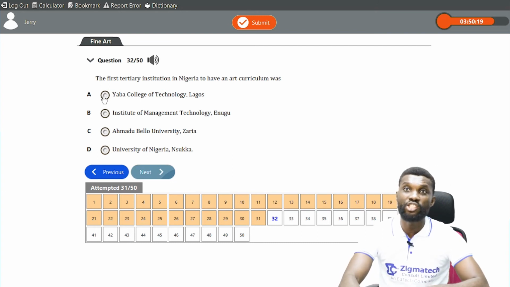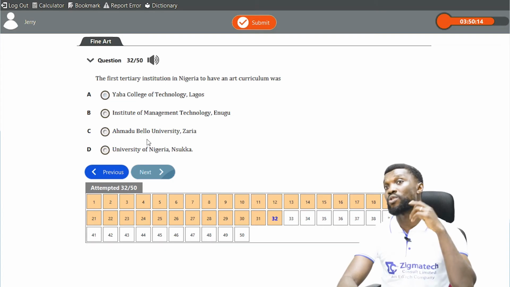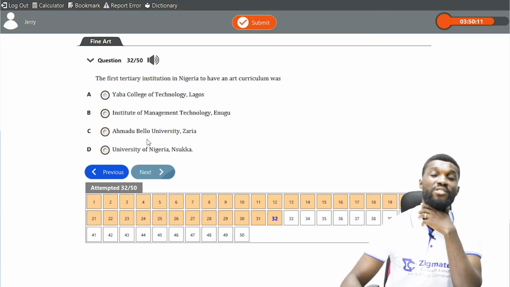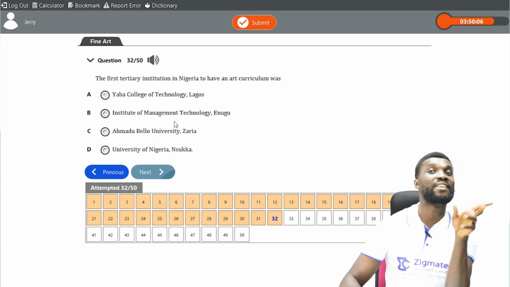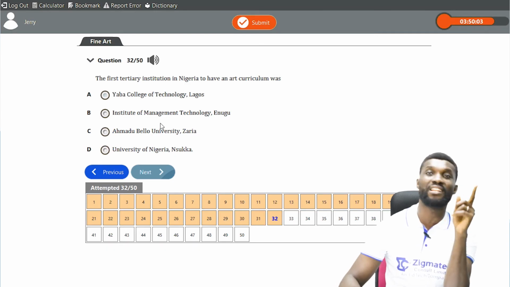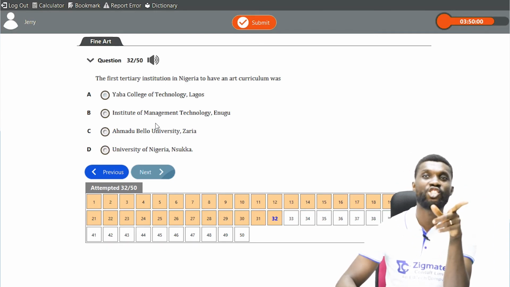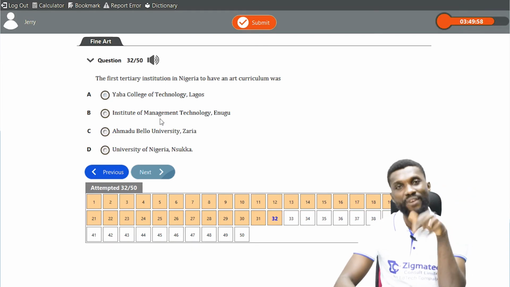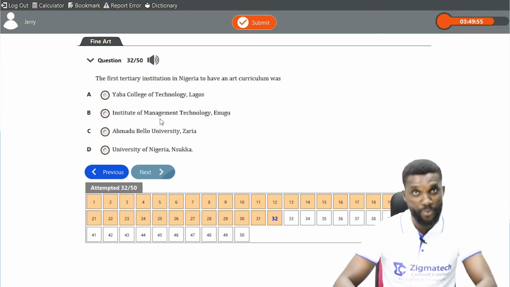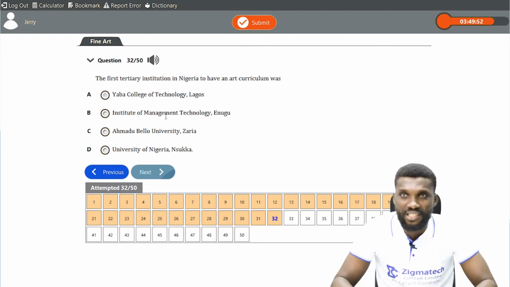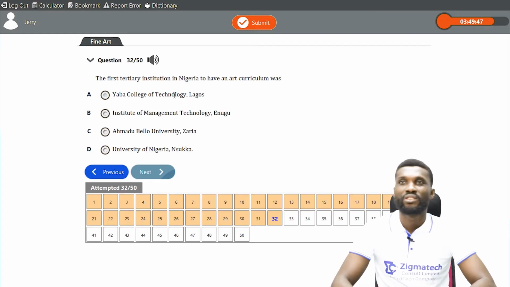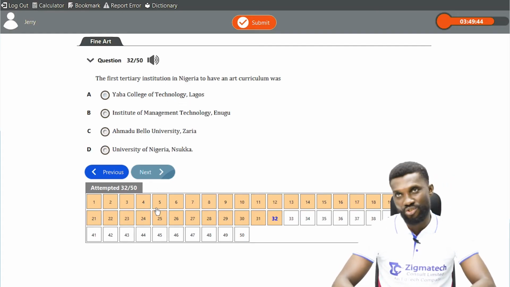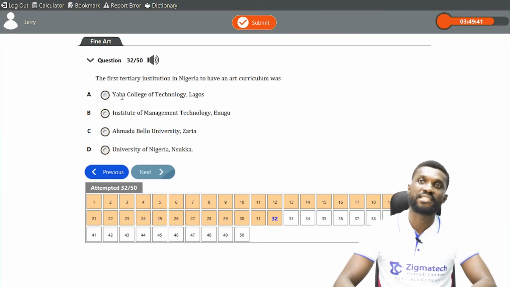It is Yaba College of Technology in Lagos. When Aina Onabolu came back to Nigeria, he pushed the federal government to include art in the educational curriculum. Then he went back and brought the likes of Kenneth Murray and Bernard Fagg to help him in teaching art in Nigeria, which made him the father of art in Nigeria. I hope you get that this is where it's coming from. So Yaba College of Technology was the very first school where art started in Nigeria. Therefore our answer to this question is A.